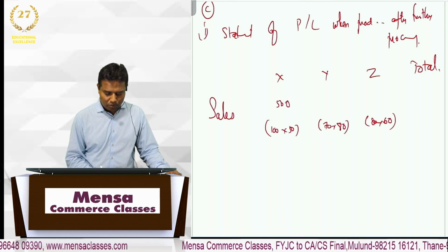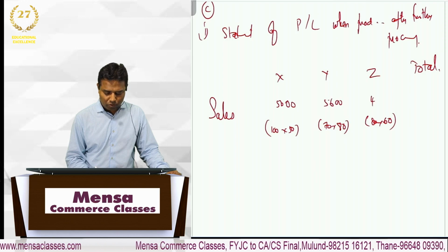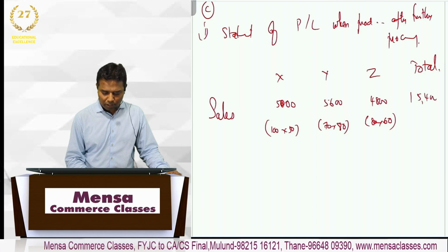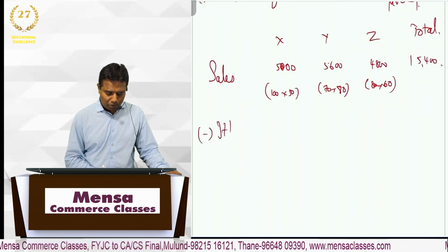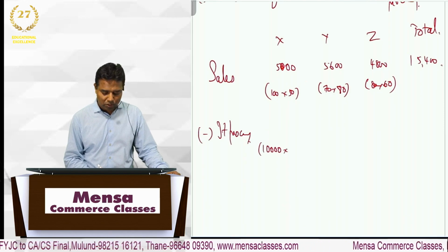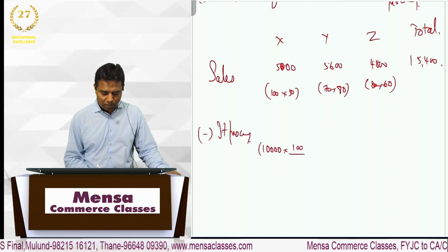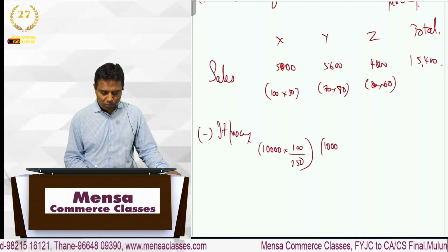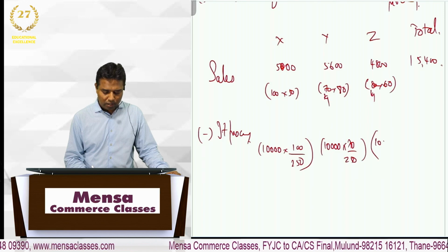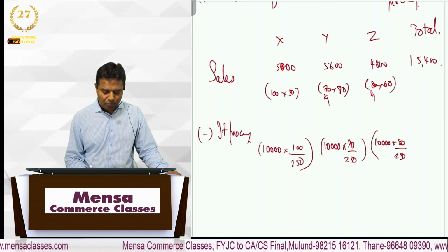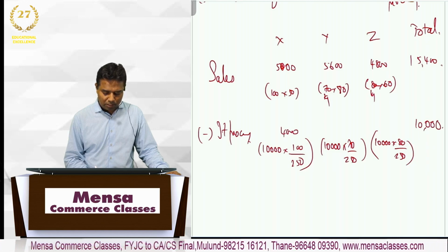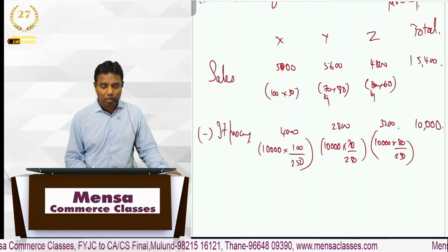So this is 5,000, 5,600, 4,800. This will come to 15,400, right? Less the joint processing cost was 10,000 rupees. So 10,000, how are we going to break it? On the basis of weight. The weight was 100, total is 250. 10,000 into 70 upon 250, these are the weights. So 10,000 into 80 upon 250, total is 10,000. So you'll have 4,000, that is 40%. This will be 2,800, 3,200.